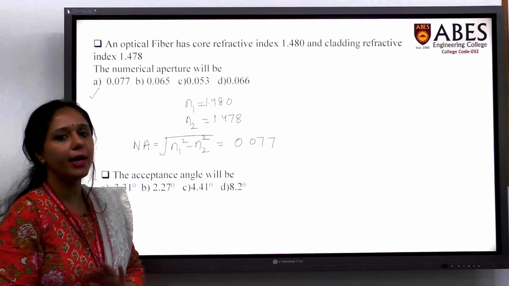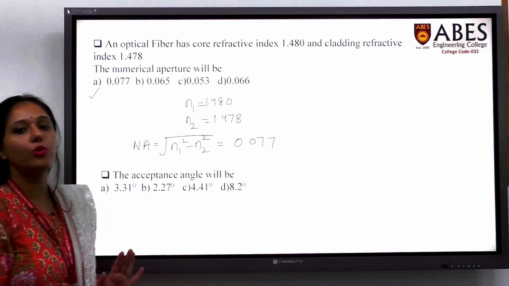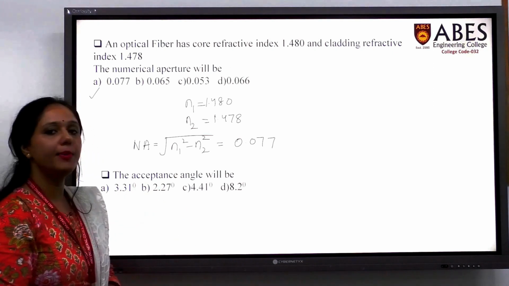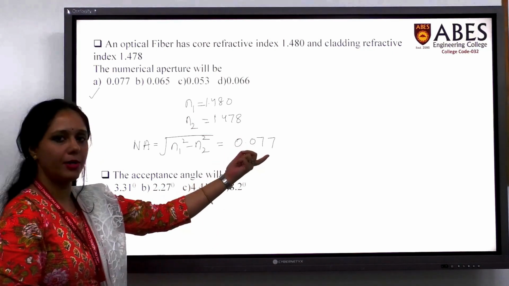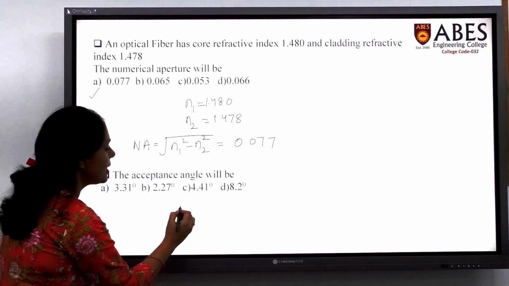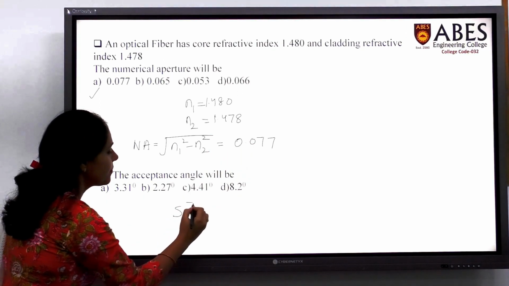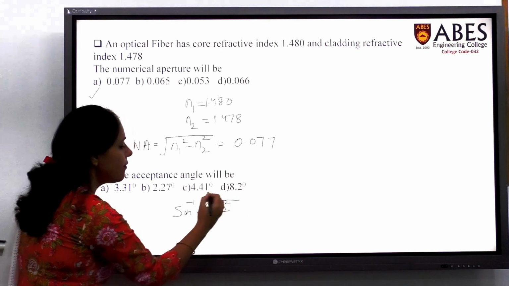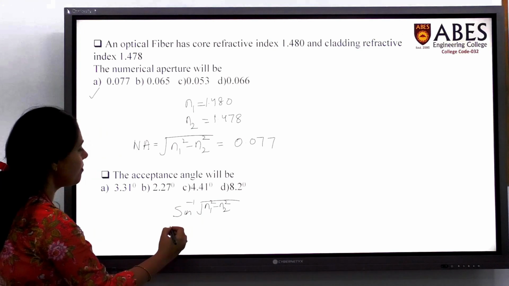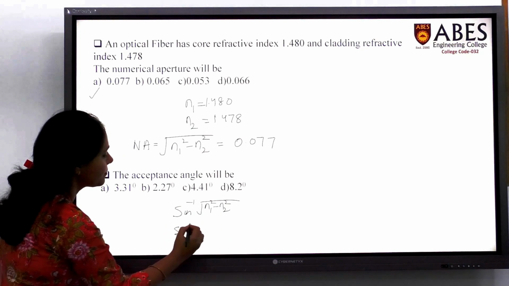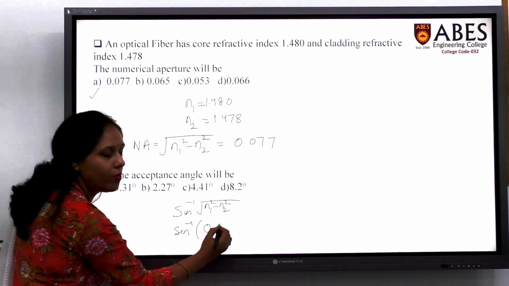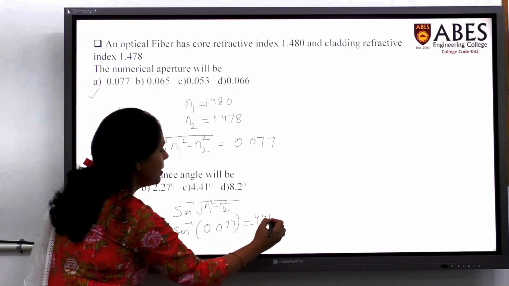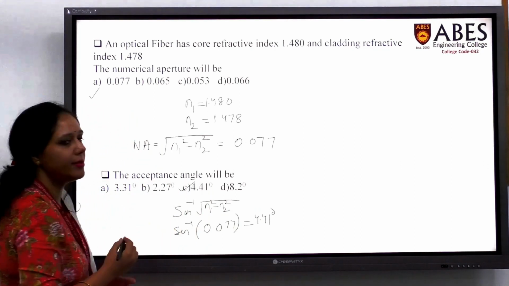In the next question, we have to find the acceptance angle related to this problem itself. So we don't have to find under root of n1 square minus n2 square again. It's simple. Acceptance angle means sine inverse of numerical aperture. You can write this as sine inverse of under root of n1 square minus n2 square. This we have already calculated, so it will be sine inverse of 0.077, which comes around 4.41 degrees. So the third answer is correct.